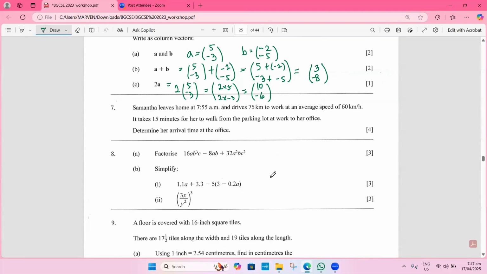Samantha leaves home at 7:55 a.m. and drives 75 kilometers to work at an average speed of 60 kilometers per hour. It takes 15 minutes for her to walk from the parking lot at work to her office. Determine her arrival time at the office. So she left at 7:55 a.m. We need to solve for the total time of her travel from home to work, including the walk from the parking to the office.